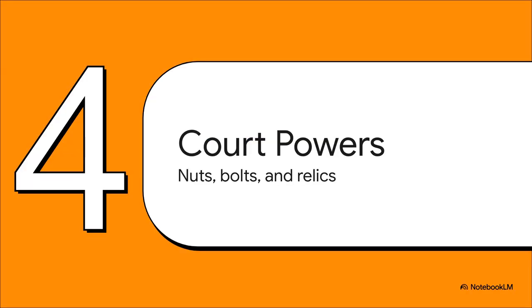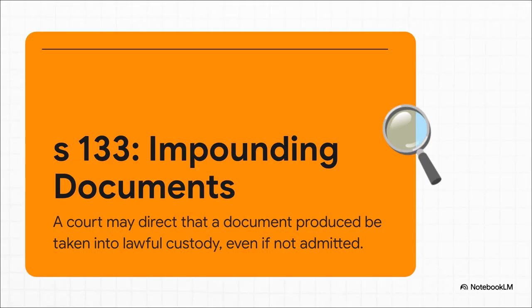Okay, we're on the home stretch now. Let's finish up with a key power the court has over documents and a funny little legislative curiosity that I guarantee you will remember. So, Section 133. This gives the court the power to impound a document. What does that actually mean? It just means the court can grab a document and hold on to it to keep it safe. It's a really practical tool, and it applies to any document shown to the court, even if it doesn't end up being admitted into evidence.